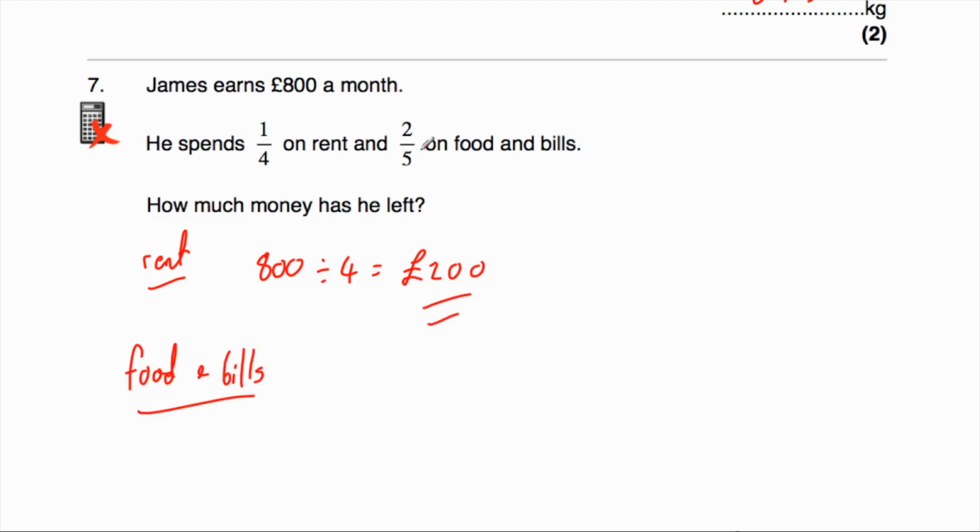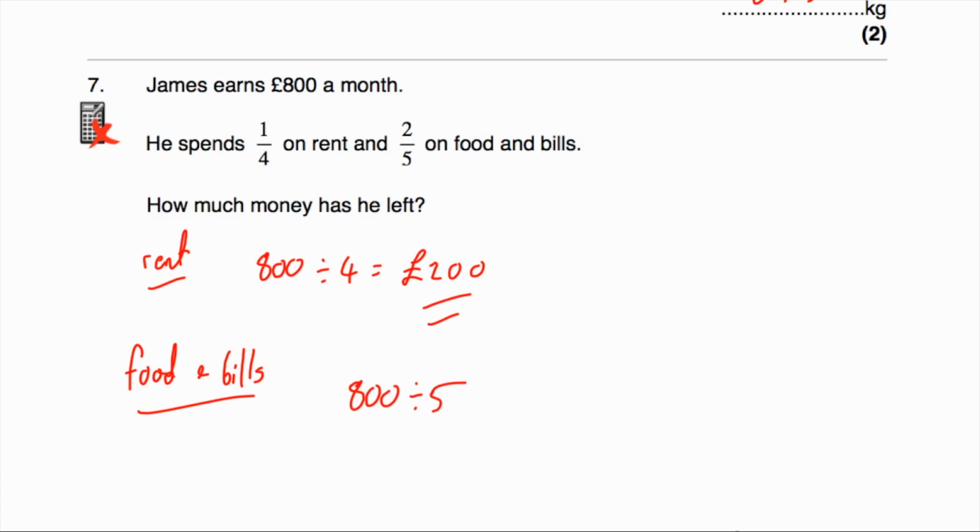And he spends 2/5 of the money on food and bills. So let's focus on the food and bills. So he spends 2/5 of the money. Now he's got £800, so we need to work out 2/5 of £800. So to do that, we're going to divide by the bottom and times by the top. So we're going to take the £800 and divide it by 5 to find a fifth of £800, and then we're going to multiply by 2 to find 2/5.